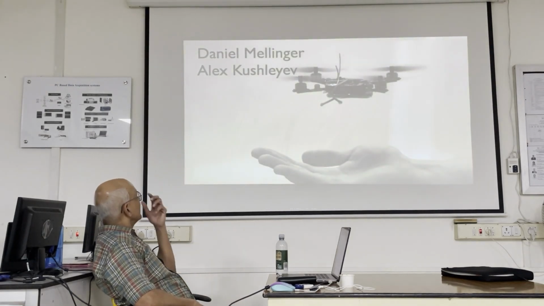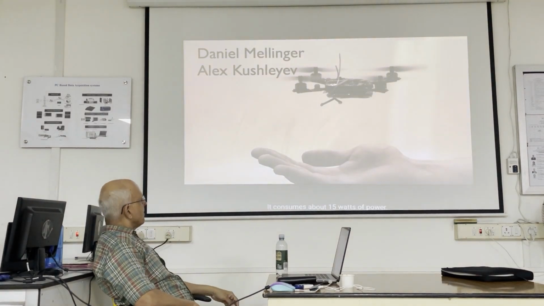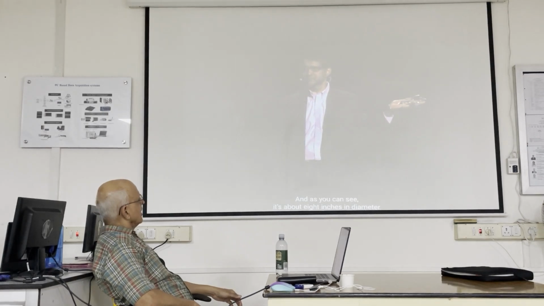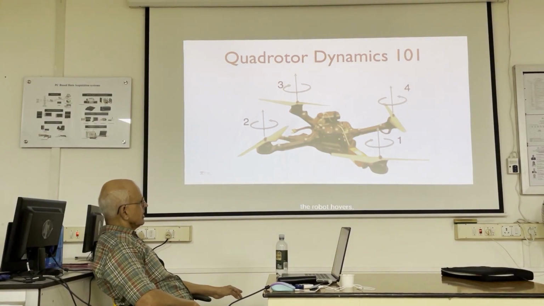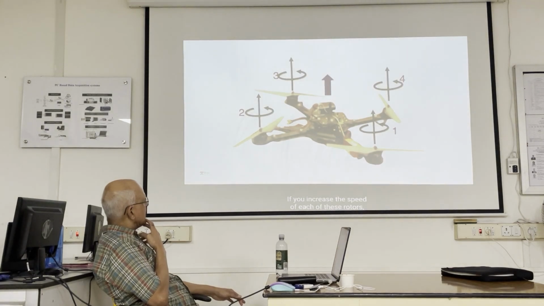Daniel. So this weighs a little more than 1/10 of a pound. It consumes about 15 watts of power, and as you can see, it's about 8 inches in diameter. So let me give you just a very quick tutorial on how these robots work. So it has 4 rotors. If you spin these rotors at the same speed, the robot hovers. If you increase the speed of each of these rotors, then the robot flies up, it accelerates up.